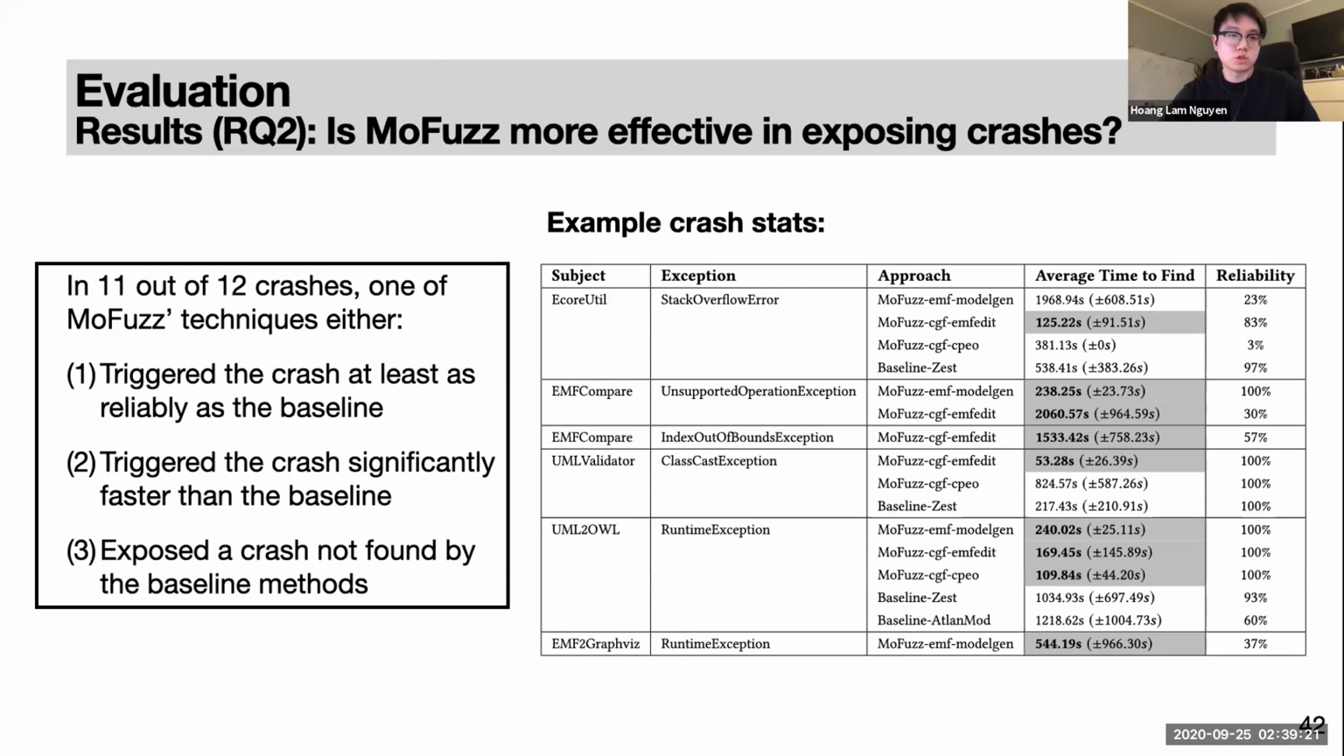Our second research question concerned whether MoFuzz is more effective in exposing crashes. We have encountered a total of 12 crashes in our experiments. When comparing the performance of the baseline with MoFuzz, we have found that MoFuzz either triggered the crashes at least as reliably as the baseline or even more reliably, or MoFuzz was able to find a crash significantly faster than the baseline, or MoFuzz found a crash which was not even found by the baseline techniques.